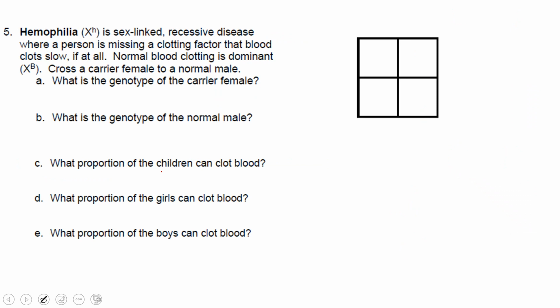Okay. Hemophilia is a sex-linked recessive disease where a person is missing a clotting factor and their blood doesn't clot very quickly, so they can bleed to death from even a very small wound. Normal blood clotting is dominant. They've already kind of screwed this up because they made that a B and the other one an H, so we're going to change this to a capital H so that we can keep our letters the same. Cross a carrier female to a normal male. So what's the genotype of a carrier female? X big H, X little h. What's the genotype of a normal male? X big H, Y. From there we can put those into our Punnett square.